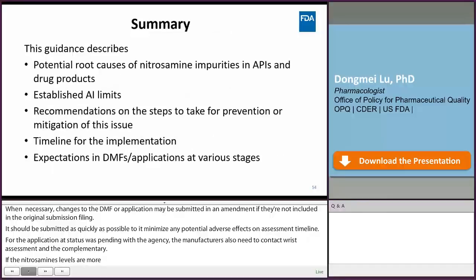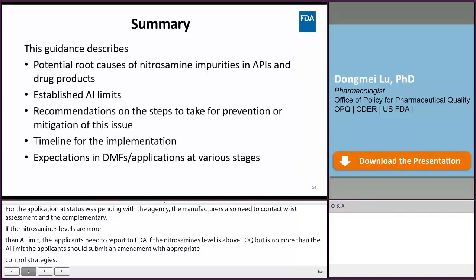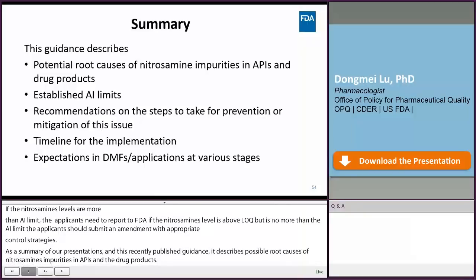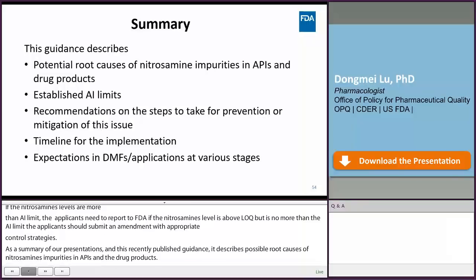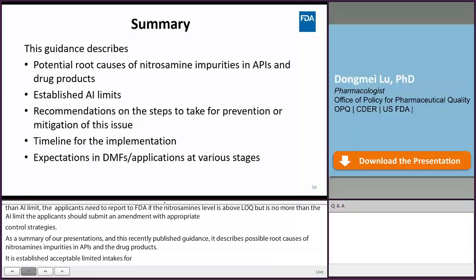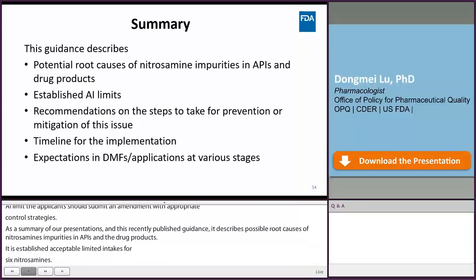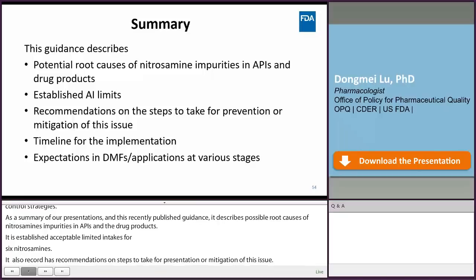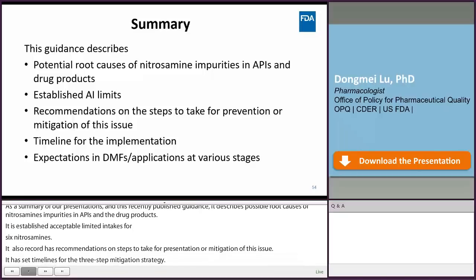As a summary of our presentations, this recently published guidance describes possible root causes of nitrosamine impurities in APIs and drug products. It established acceptable intake limits for 6 nitrosamines. It also provides recommendations on 3 steps to take for prevention or mitigation of the nitrosamine issues. It set timelines for the 3-step mitigation strategy. And lastly, it also includes expectations on reporting changes to FDA in DMFs and applications at various stages.